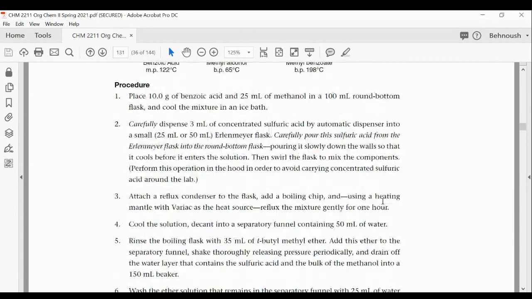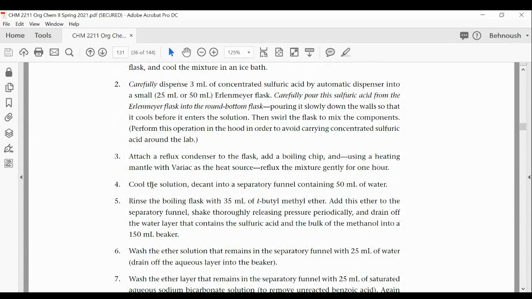Okay, so after the reflux, you are going to cool it down and transfer to a separatory funnel that contains 50 milliliters of water. And question for who has that? Karina, have you answered any question? Okay, Karina, can you tell me what's the purpose of using a separatory funnel in this experiment? Why are you using a separatory funnel?